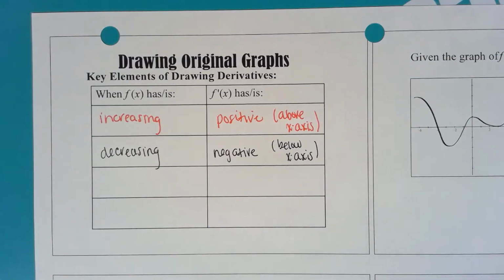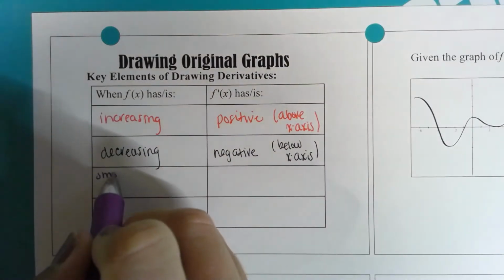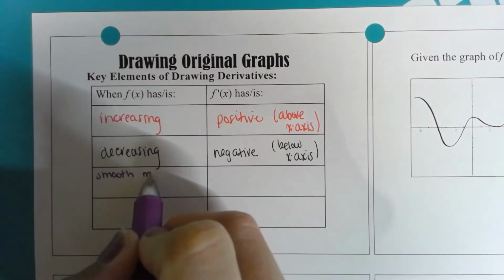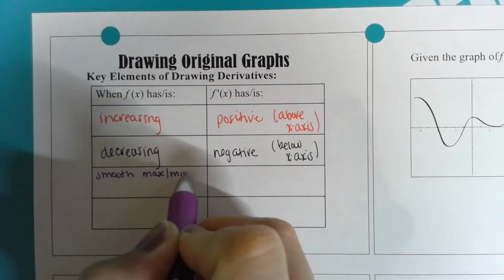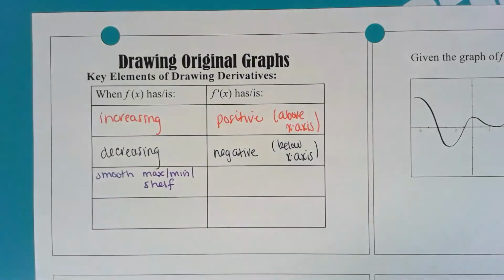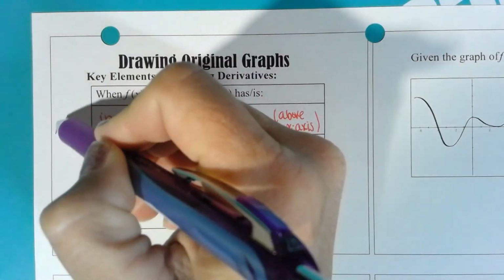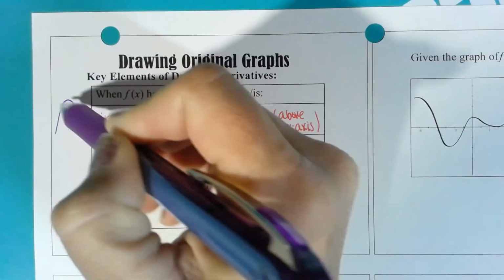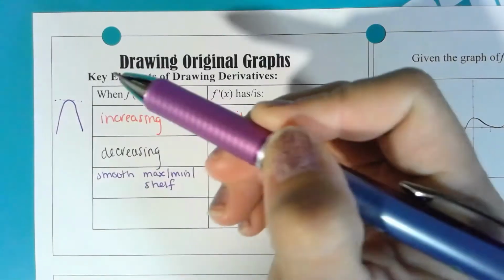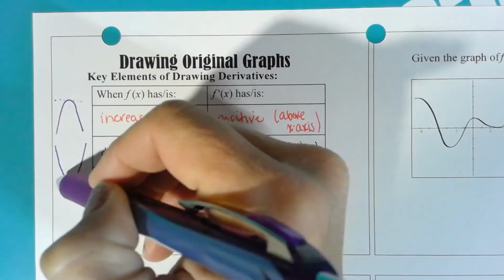If a graph is not increasing or decreasing, it could be doing one of two things. It could be standing still, which we would say is a smooth max, min, or shelf. I'm going to introduce this word shelf here. We know what a maximum is: the graph goes up, turns around nice and smooth, and comes back down. A minimum goes down, turns around, and comes back up.